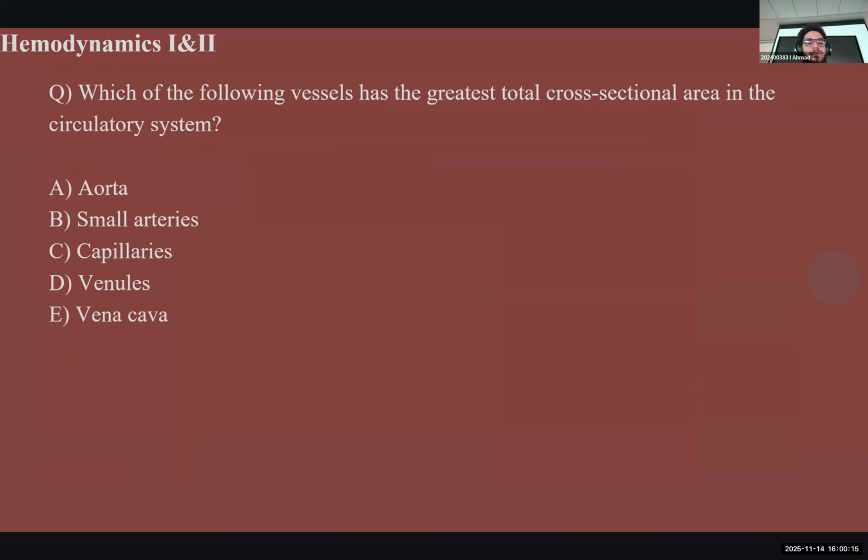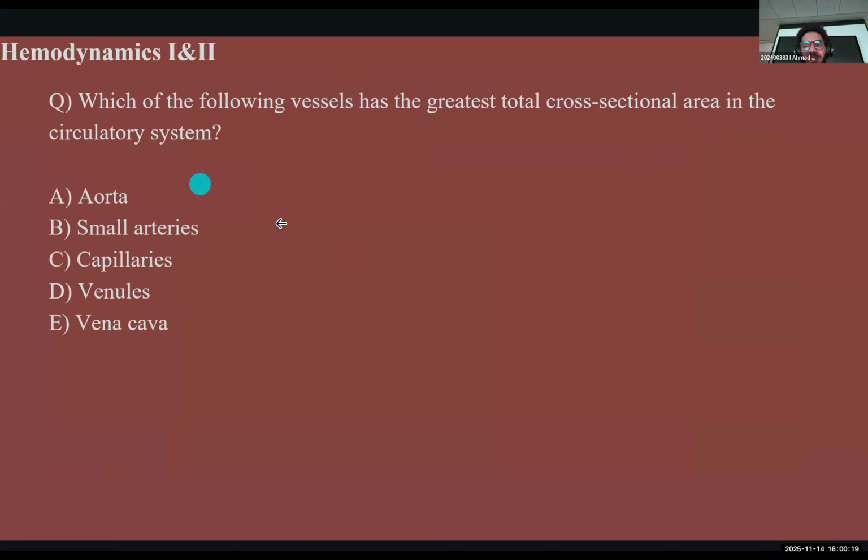Now, back to our lectures, hemodynamics. Now, the PAL for hemodynamics was given, but I'm going to be disappointed if you guys are not able to answer these questions. So, mashallah, you already flooded the comments with answers. But that means you did a good job. Okay, let's read the question. Which of the following vessels has the greatest total cross-sectional area in the circulatory system? As you guys said, the answer is C.